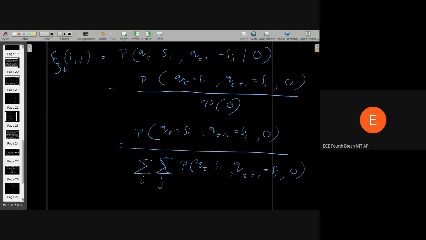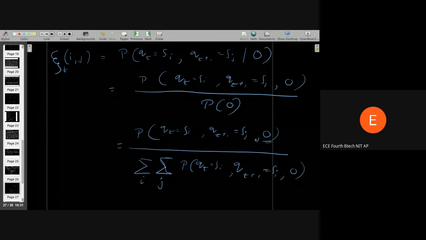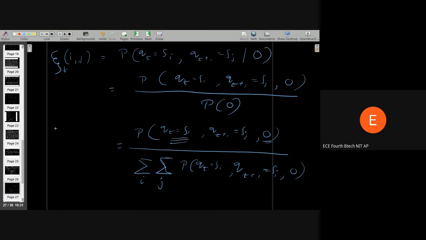Now let's figure out this part. What did this one say? What is alpha ti? Alpha ti is all the entire observation till ot, and qt equal to si. We know that. So it will be alpha ti. Definitely alpha ti is sure. Then we have what? Beta t.